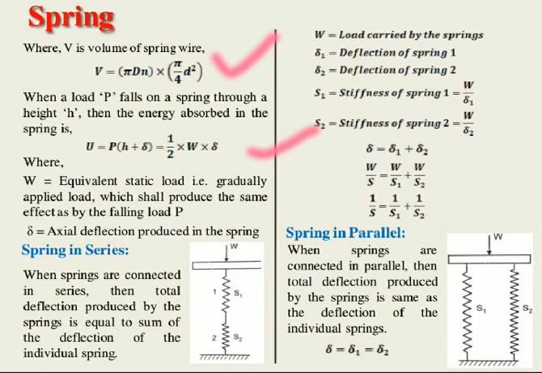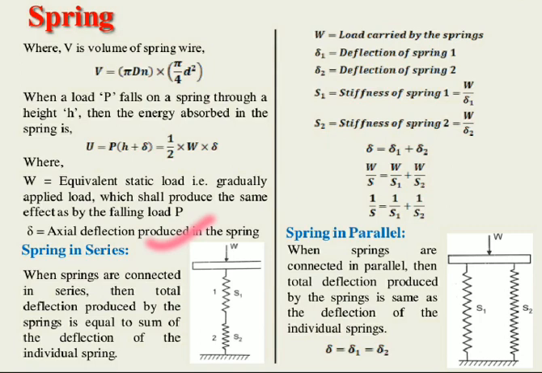Now let us suppose a spring is connected in series, then what will be the effect of this? You can see from the figure that it is a series connection. When the springs are connected in series, then the total deflection produced by the springs is equal to the sum of the deflections of the individual springs. The sum of each element accumulatively provides you the total deflection.